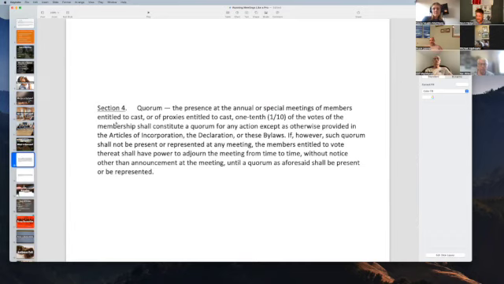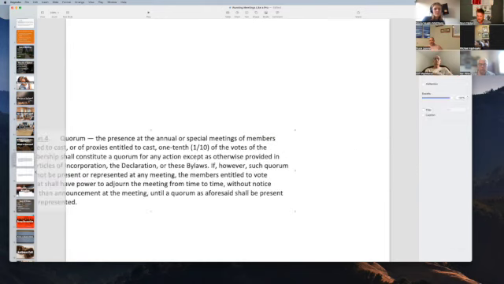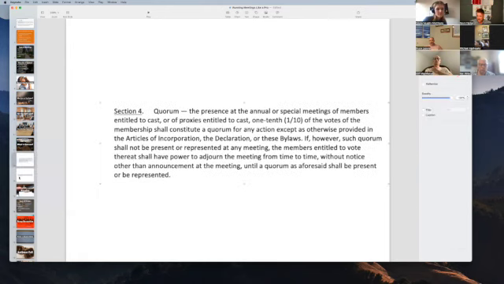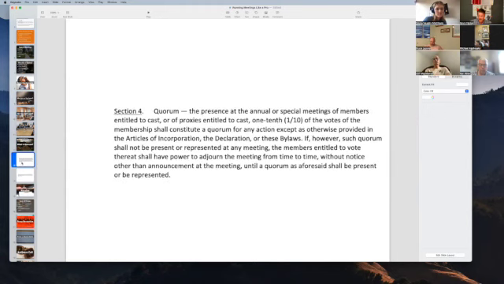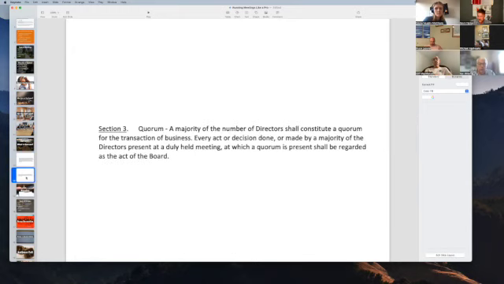Yeah, so here's one where 10% is quorum. Here's one, again, this is the same governing documents. This is the quorum for meetings of the members, annual or special meeting is 10%. But then if you go further down, under the Board of Directors article, it's a majority of the number of directors.